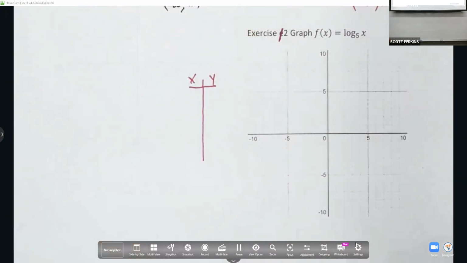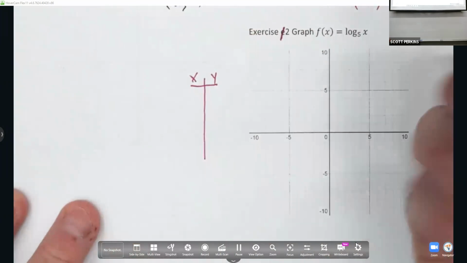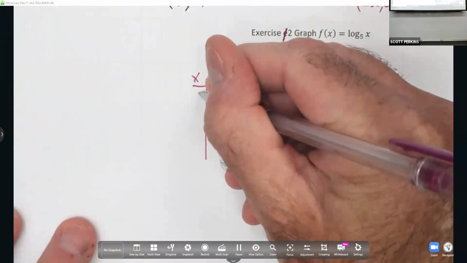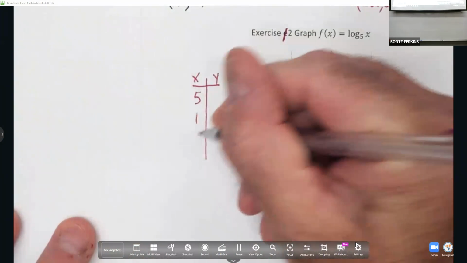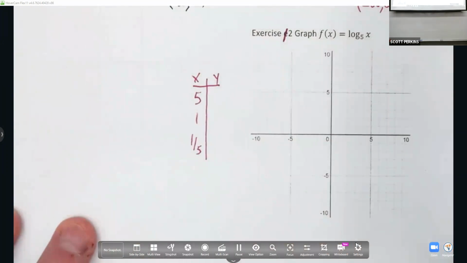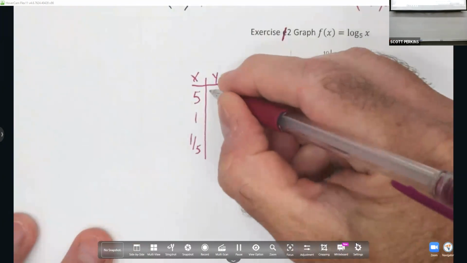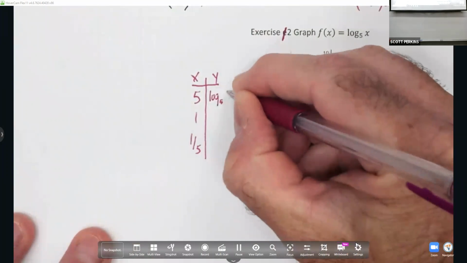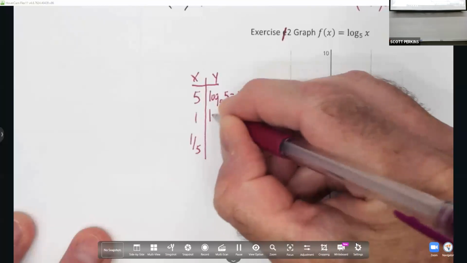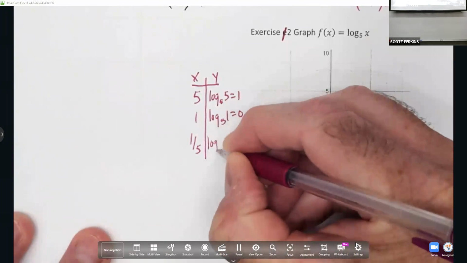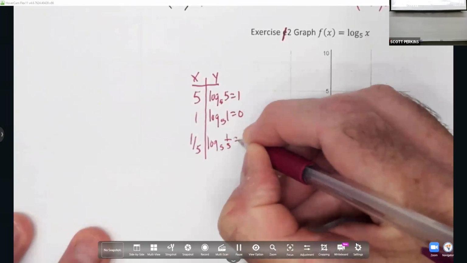Once again, to graph this, I'm going to pick as my x values the power of the base, which is 5. I'm really limited by the size of my graph, so I'm just going to pick 5, 1, and 1/5. That's really all that's going to fit on this grid. So the log base 5 of 5 is going to give me 1. The log base 5 of 1 gives me 0. And then the log base 5 of a fifth gives me -1.